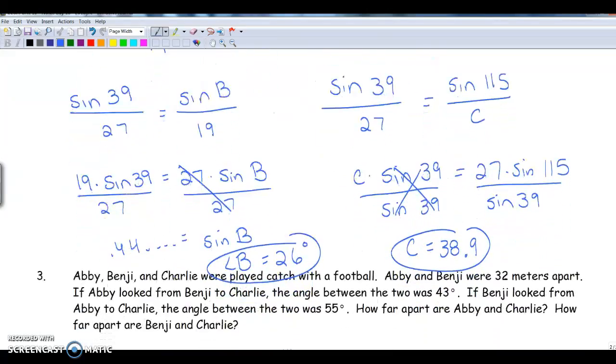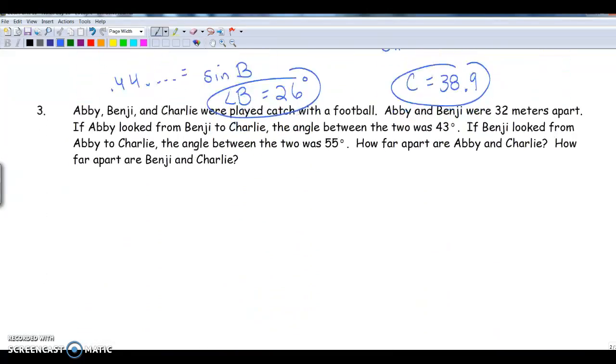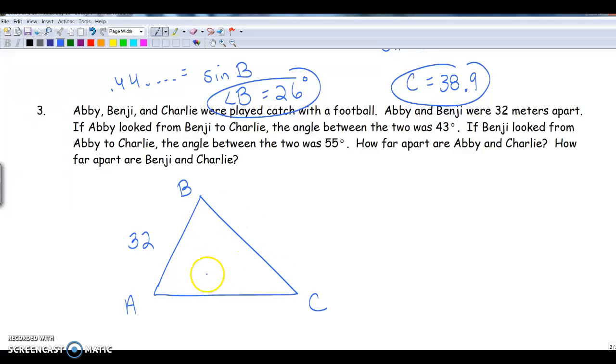All right, we got one more problem left. Abby, Benji, and Charlie were playing catch with the football. So kind of making a triangular shape here. I'm going to put A for Abby, B for Benji, and C for Charlie. Look at that, A, B, C. Abby and Benji were 32 meters apart. If Abby looked to Benji to Charlie, the angle between the two is 43 degrees. If Benji looked between Abby and Charlie, the angle between the two is 55 degrees.